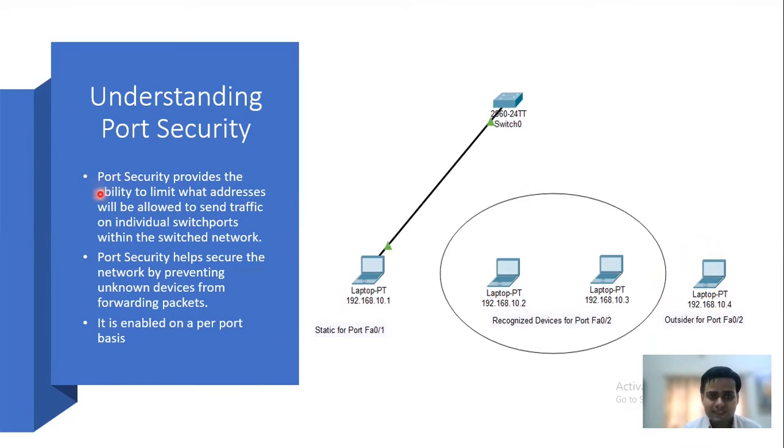Port security provides the ability to limit what addresses will be allowed to send traffic on individual switch ports within the switched network. Port security helps secure the network by preventing unknown devices from forwarding the packets. Take this for example, that we have a university and we want that only those laptops which are authorized by the university should be able to connect to the university LAN. So we can just enter the list of MAC addresses for those devices, and any other device that is entering the system without prior approval will not be able to communicate. The traffic from that particular device will be simply blocked or ignored. Okay, and this is enabled on a per port basis. So for each individual port we need to configure this. Hence the name port security.